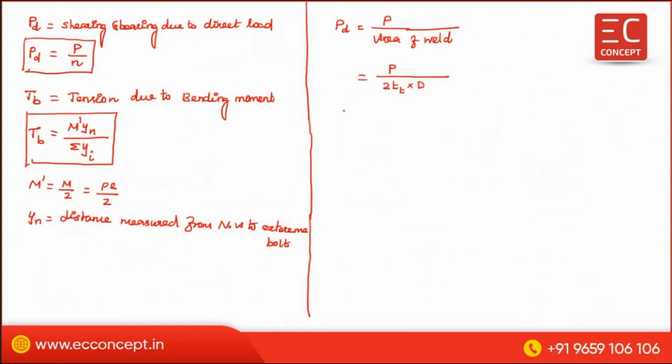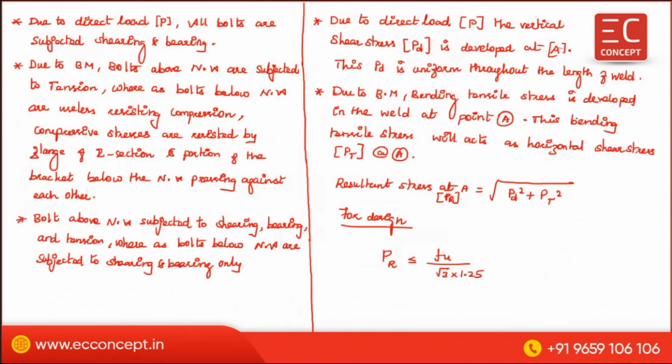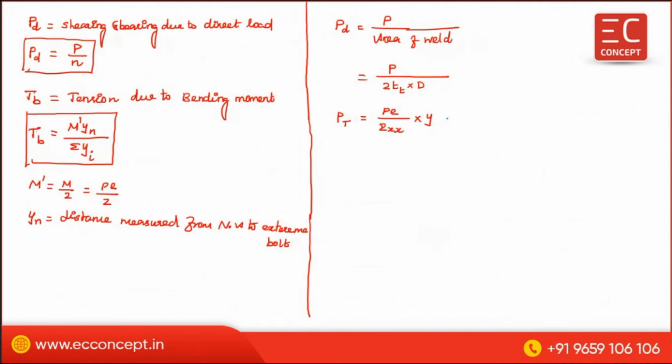Then what is PT? In a similar manner, PT is equal to M divided by IXX, moment of inertia about the XX axis, into Y. This is the neutral axis, so the stress PT is above the neutral axis at this point. In the bending moment, you have to calculate IXX. So this is the point Y.